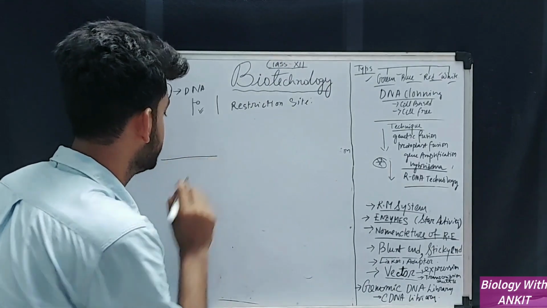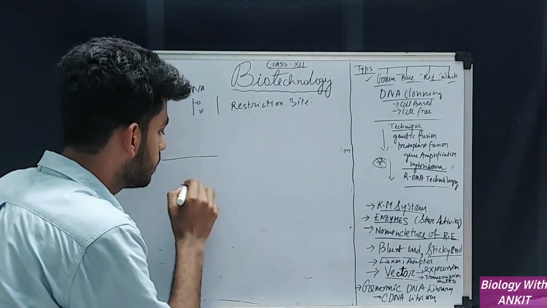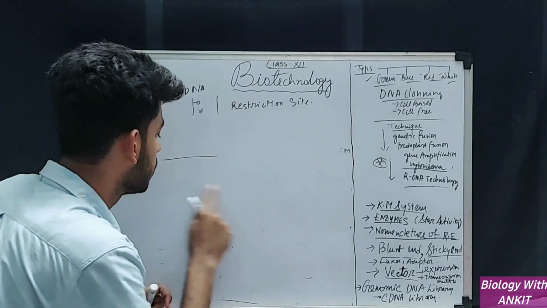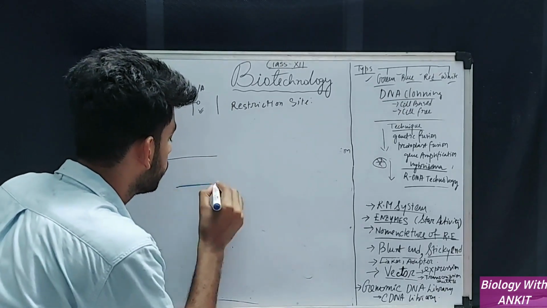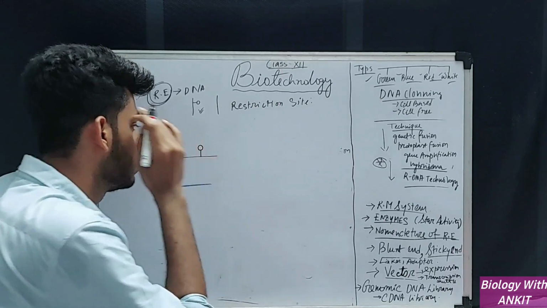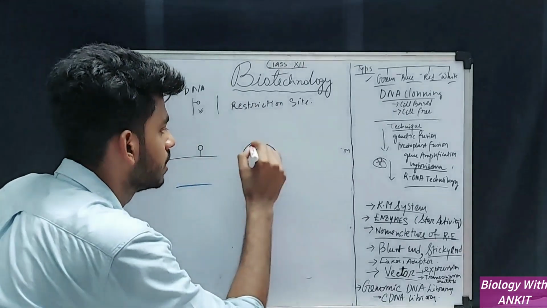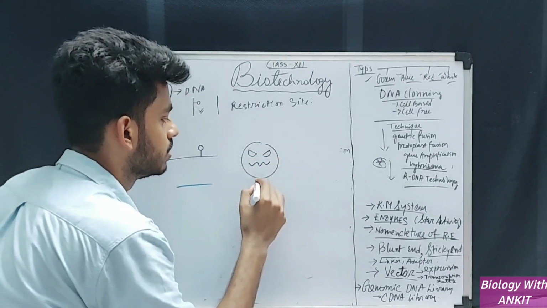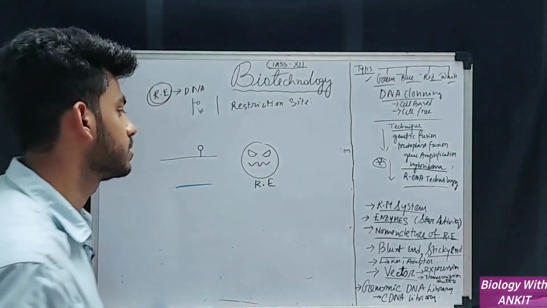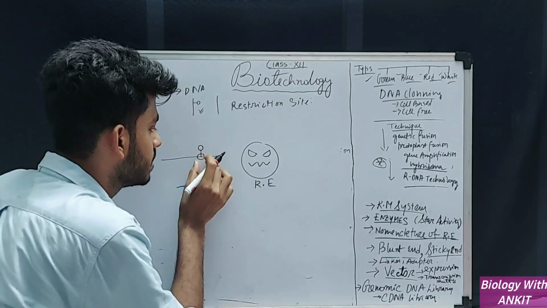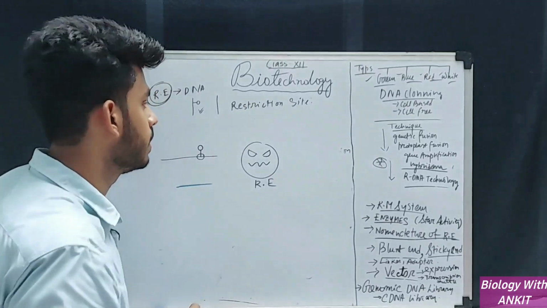So we have our bacterial genome. We have our viral genome. We have modified our own DNA to protect against the monster, that is the RE. This is the restriction endonuclease. And which site is modified? The same site that is also present in the viral genome.